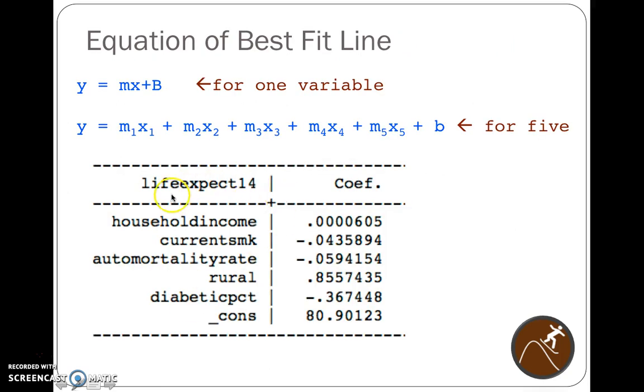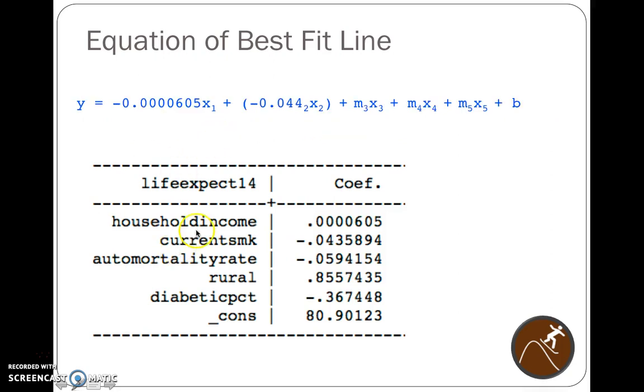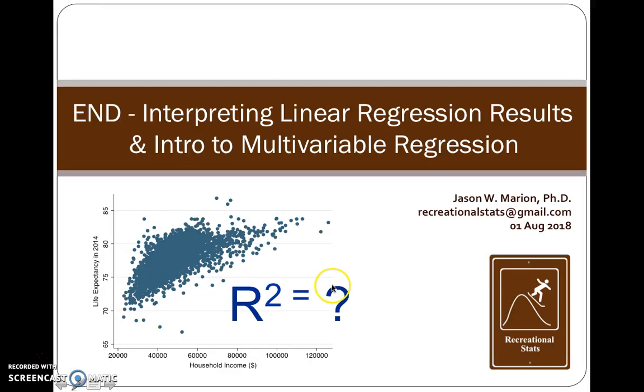And you could actually plug in your own values if you wanted to. There's an equation here, so usually y equals mx plus b. Well, here the formula is y equals m1x1 plus m2x2. If you want to see an example, this would be your household income coefficient. This is your smoking coefficient, the negative 0.044. M3 we could put in negative 0.059. M4 we could put in our rural variable, and that pretty much wraps this part up.